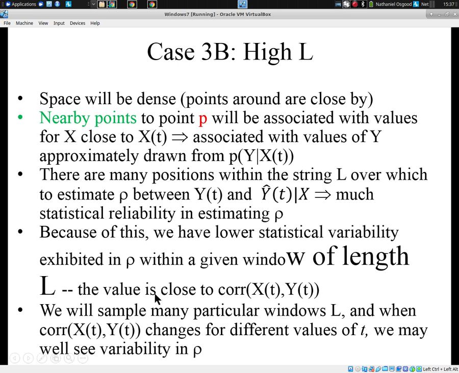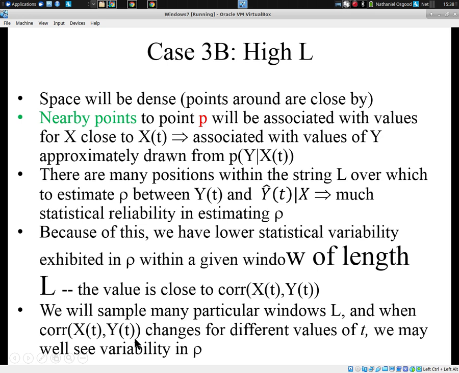So here, we're going to have lower statistical variability within a given window because the window is large, and we'll tend to get a correlation that will approach the correlation between X of T and Y of T, is how I understand it. I've got to actually formally derive that. But here we sample many, many windows of length L, and we're going to see some variability in rho from these different windows. L is quite large, and we're going to have some statistical relationships associated with Y. That means Y for a given value of X will be somewhat similar.